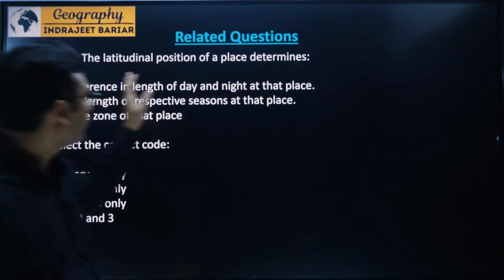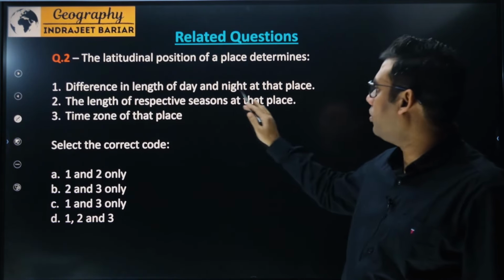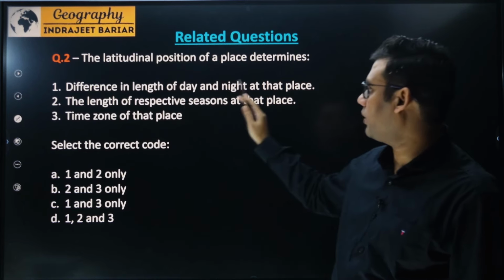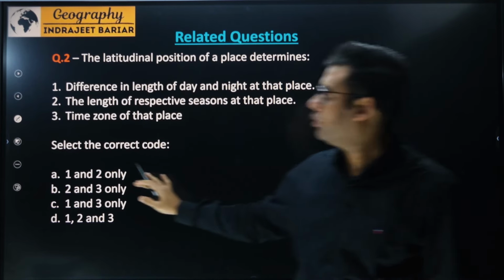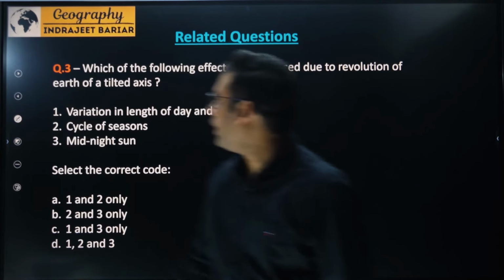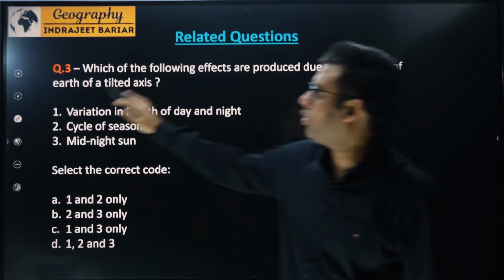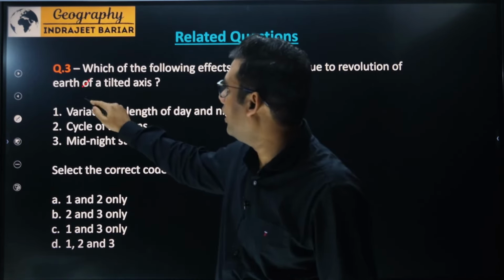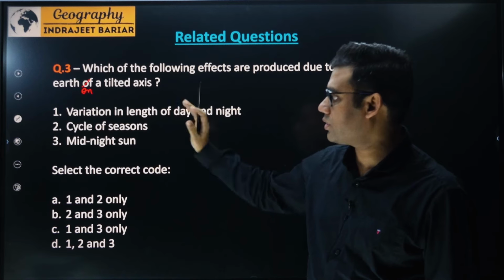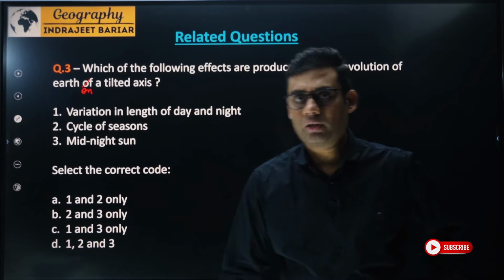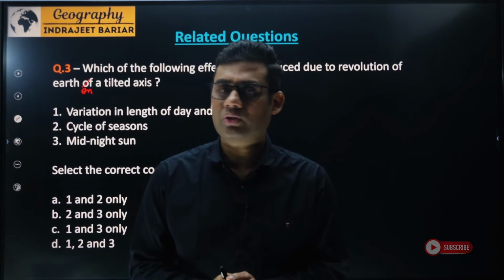Second practice question: the latitudinal position of a place determines the difference in length of day and night at that place, length of respective seasons at that place, time zone of that place. So this is the second question for practice, and we have a third question over here. Which of the following effects are produced due to revolution of Earth on a tilted axis? The options are variation in length of day and night, cycle of seasons, midnight sun. So these are the three questions for our practice based on the question that came in 2013 prelims.